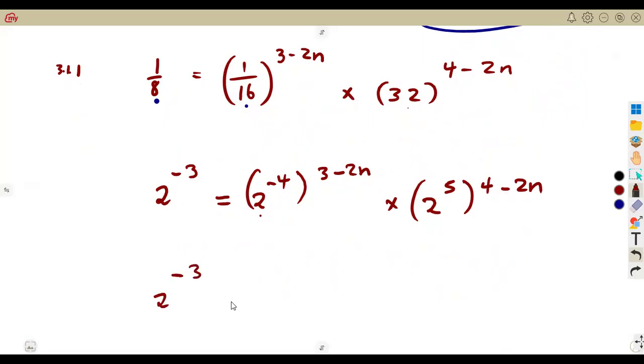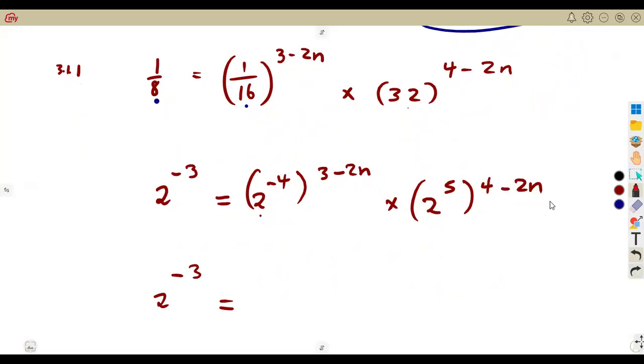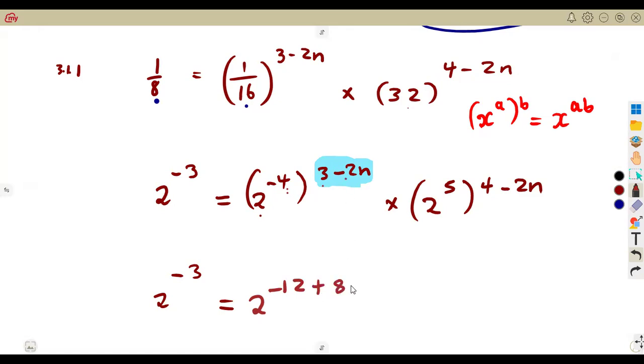2 to the exponent of minus 3 is equal to, remember, from our laws of exponents, an exponent and an exponent like this multiplies: x to the exponent of a raised to the exponent of b is equal to x to the exponent of what? ab. So you can multiply. So meaning to say there, it was simply a matter of distributing the minus 4 throughout. All right. So this is 2 to the exponent of minus 4 times 3, which is minus 12. Minus 4 times minus 2, that's a positive 8. So that's positive 8n. Times, still in the base of 2 on another part.